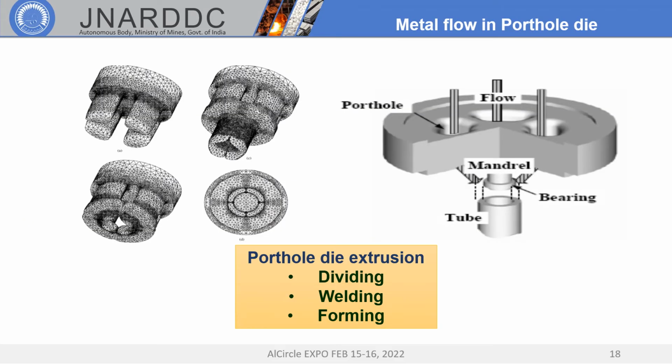This slide is showing the metal flow in a porthole die. The complexity of this die is relatively higher compared to the solid die. In this, metal splits and enters the portholes and gets welded inside the weld chamber under the influence of high pressure and temperature. The shape of ports, weld chamber and also the bearing length and mandrel influence the product quality.